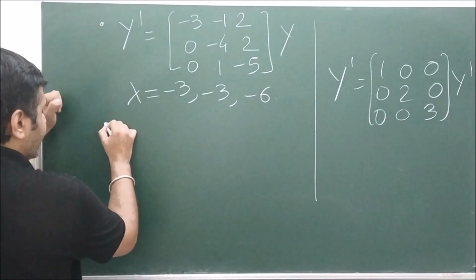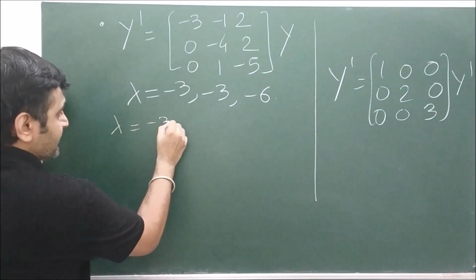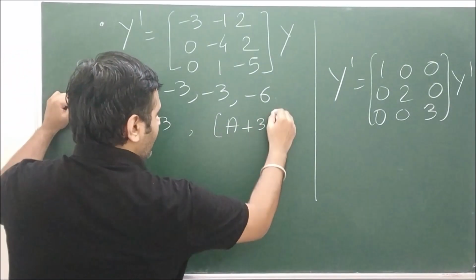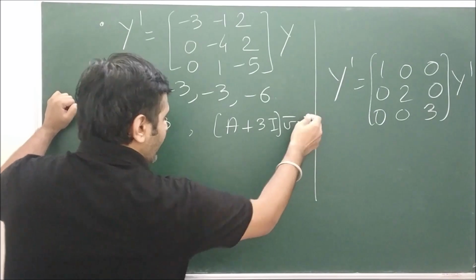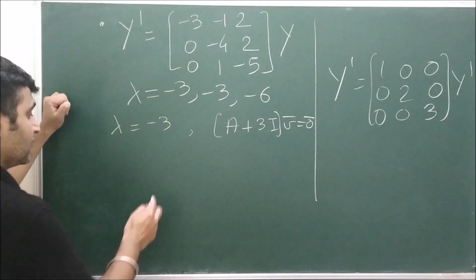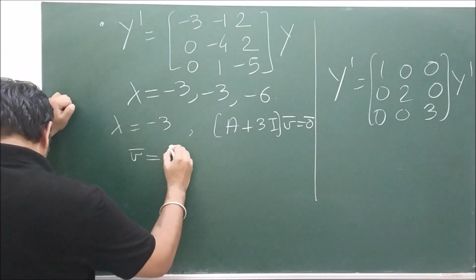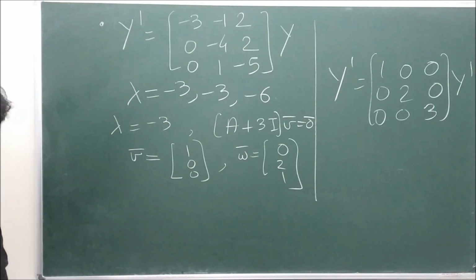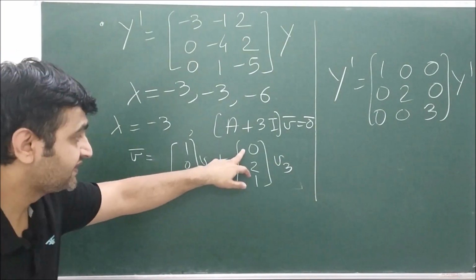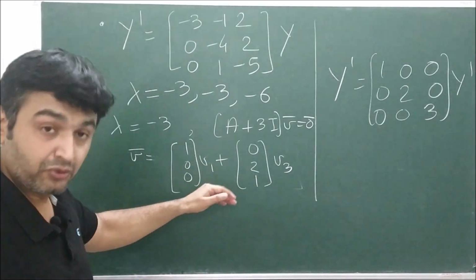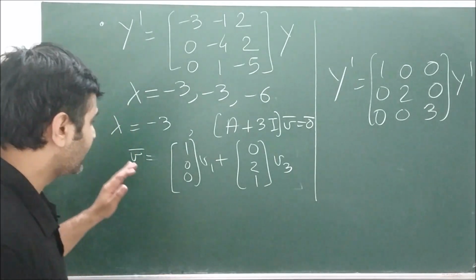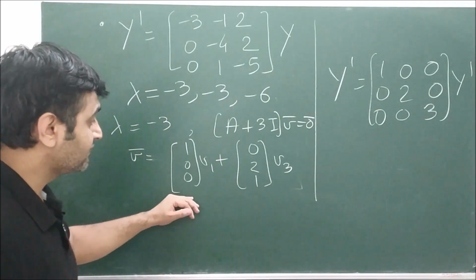Now you find the eigenvectors for lambda equal to minus 3. What you will do, you will solve (A plus 3I) v bar equal to 0 bar. And if you try to solve this system, your v bar will come out to be, you will get these two as your linearly independent eigenvectors: 1 0 0 times v1 plus 0 2 1 times v3. You can do the calculation. If you find any mistake, please correct me in the comment section, but I think these are correct. Okay, so this is what my v bar will be.